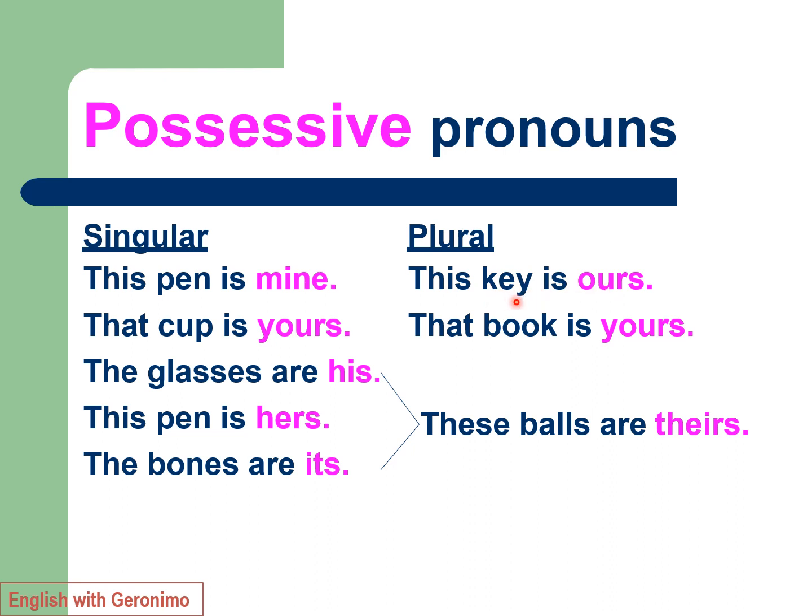key. Next sentence, that book is yours. So yours here is our possessive pronoun, which shows ownership of the book. Now third, these balls are theirs. So theirs here is our possessive pronoun, which shows ownership of the balls. Okay, next slide.